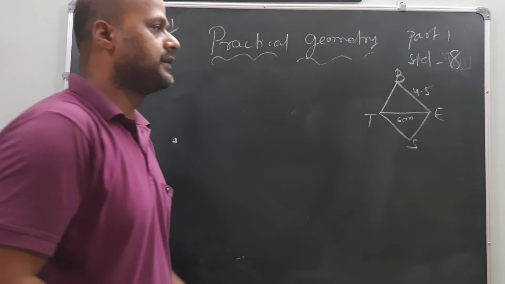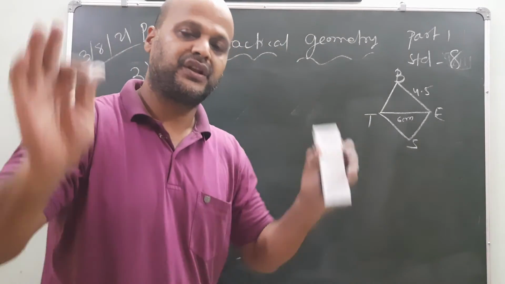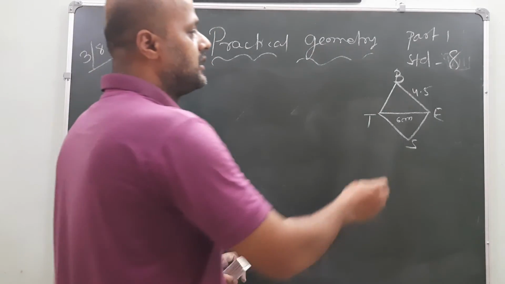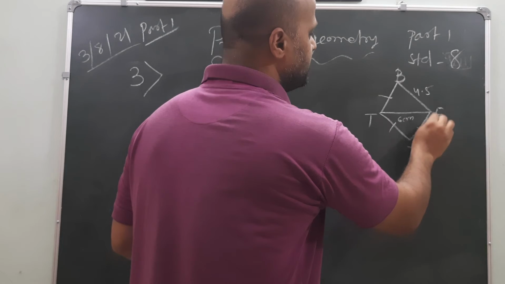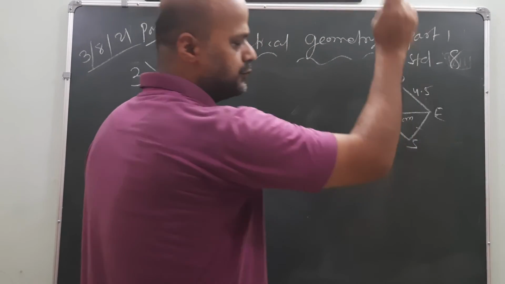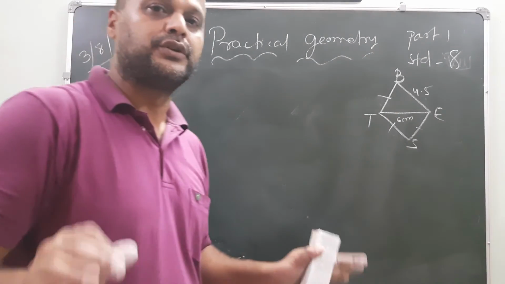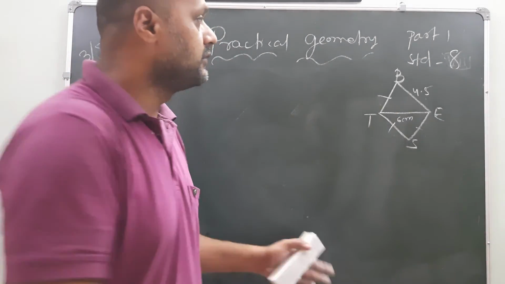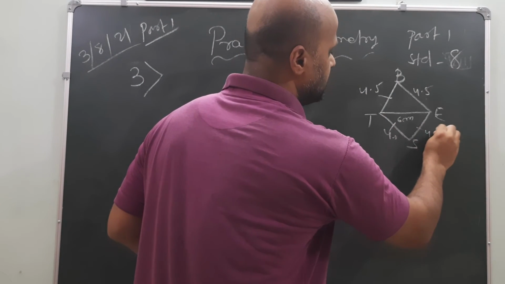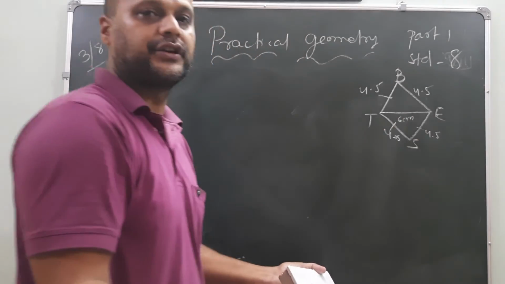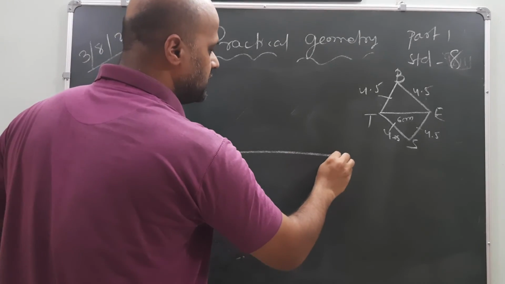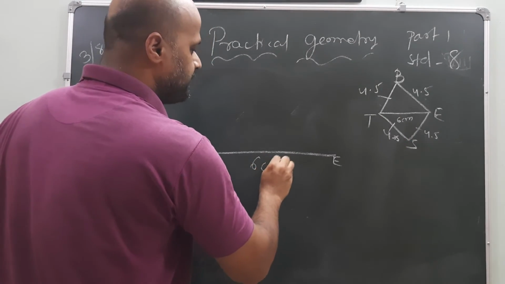4.5 centimeter. Now remember that the principle of the rhombus is that all sides of the rhombus are of the same dimension. This one is 4.5, this one is 4.5, this one is 4.5, this one is 4.5. We know it. This is the principle of the rhombus. Now again the same thing: all sides are given and a diagonal is given. So the same process, you have to draw it. No confusion. Draw the diagonal first. Here the diagonal is TE. How much? 6 centimeter.